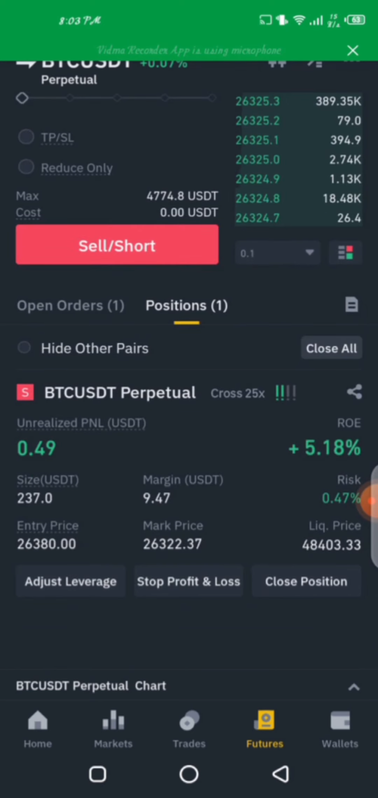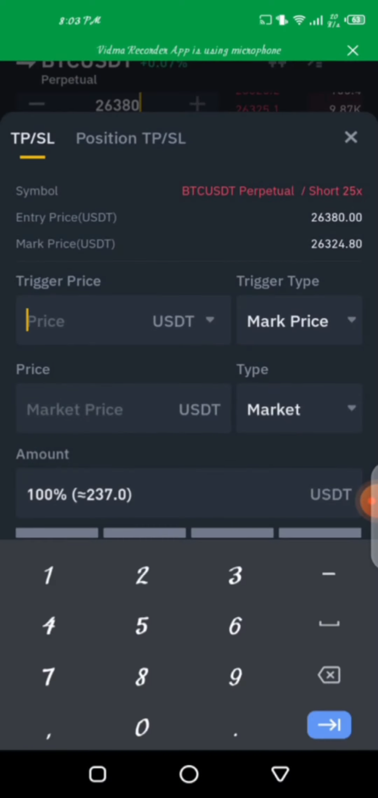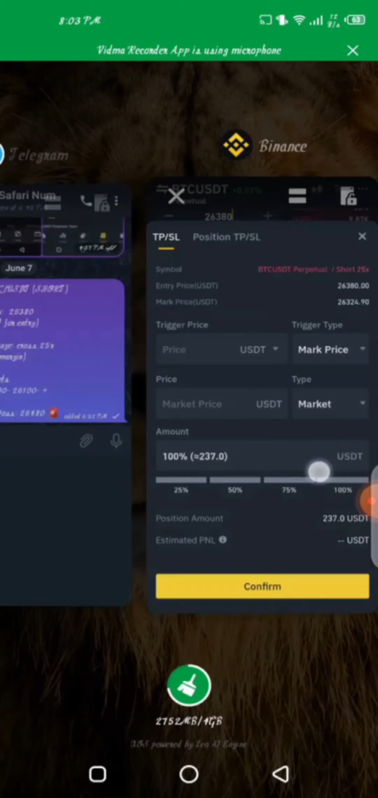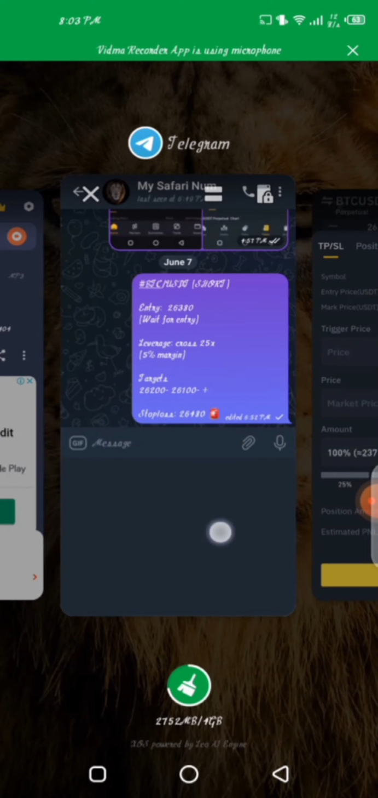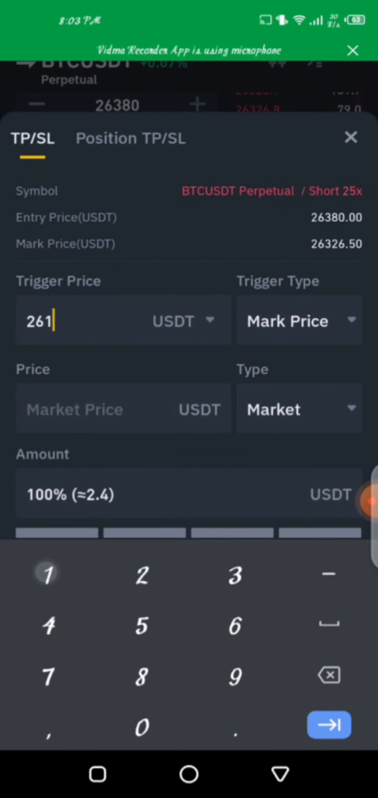If it gets to that amount, half of this money is going to reduce by half and take that profit and half of my capital out of the market. So I want to set the remaining part. I go back the same way. I just put the second take profit, which is 26,100. So I put 26,100.